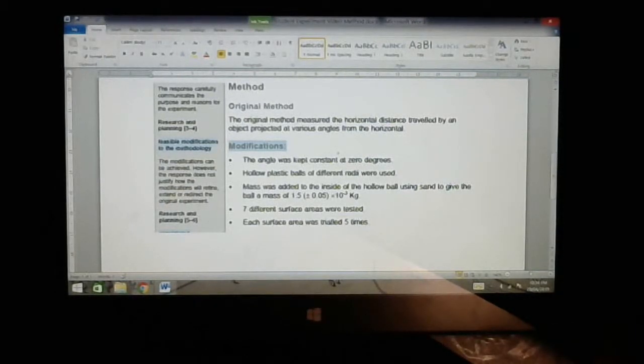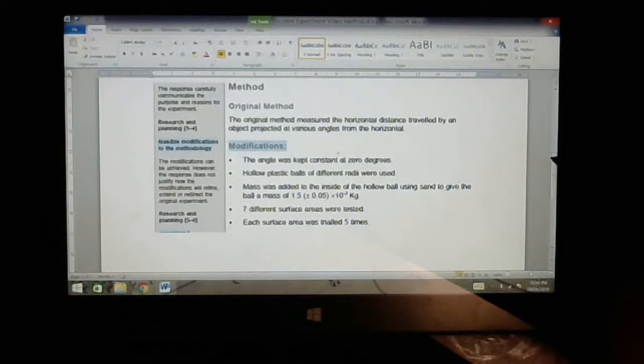So for example, if the original method only had 3 trials and you say, no, we're going to do it 5 trials, that's a modification. But this person only got given a 3 to 4 for this. They said that there was feasible modifications. Feasible means that, yeah, you could do this. There's nothing there that is unreasonable for a physics student to do. However, it is not justified.